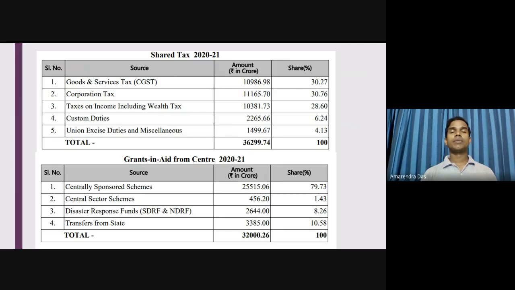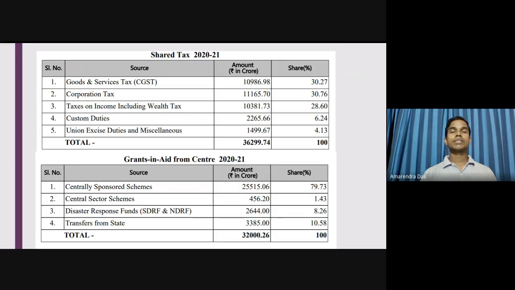Now the money in grants in aid comes under the centrally sponsored schemes. Then you have central sector schemes, and then you have the disaster response fund, and then transfer from the state. Now, you should know the difference. If it is a central sector scheme, then the entire amount is spent by the union government. State only gets the money.